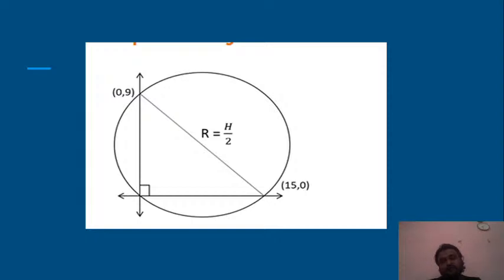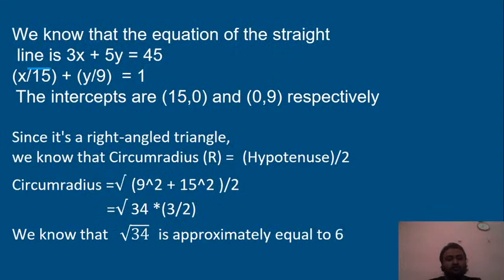So you can see this is a right angle triangle, and for a right angle triangle the radius of the circumcircle is hypotenuse by 2. So you just have to find out the square root of 9 square plus 15 square, divided by 2, that is root 306 by 2, which is root 34 by 2, approximately equal to 6.